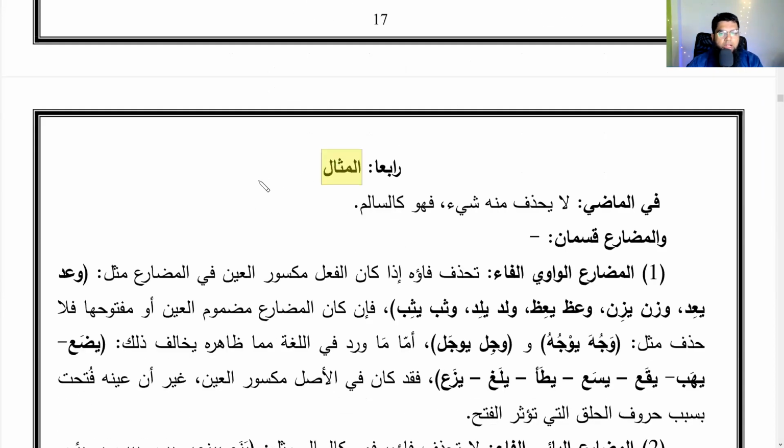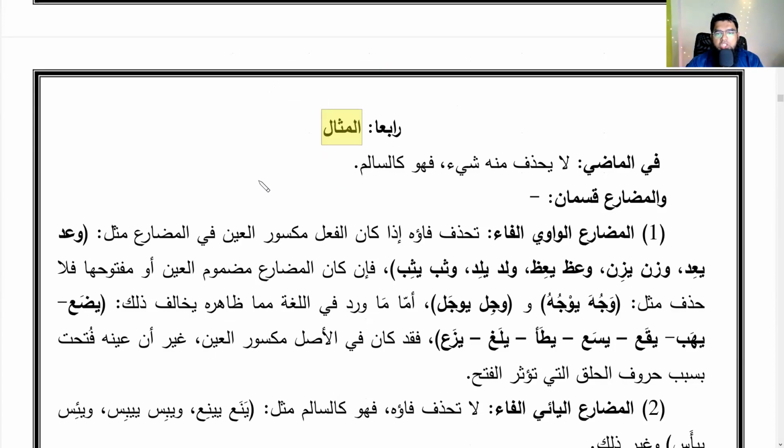And then we have al-mithal. Mithal, nothing changes in the Madi. In the Madi, there's no problem at all. Wa'ada, huwa wa'ada, hum wa'adu, hiya wa'adat.